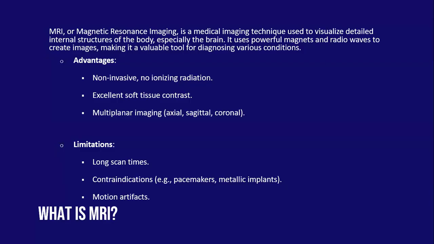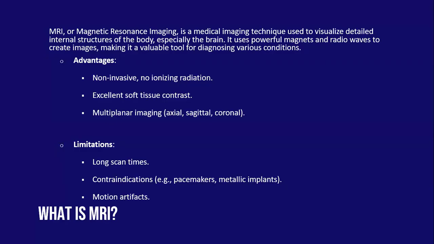Now, the difference in MRI is that it doesn't use ionizing radiation, as we have seen in CT scans or X-rays, but uses radio frequency impulses to align all those protons that you have in a particular segment of your body in one particular direction. Then based on the alignment, it will be able to create an image which you can see.